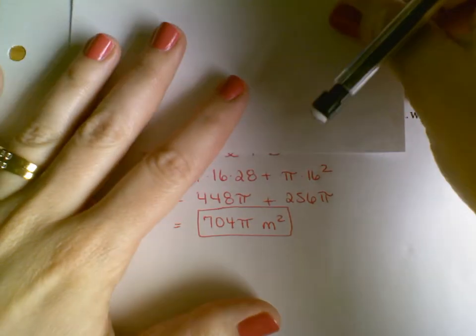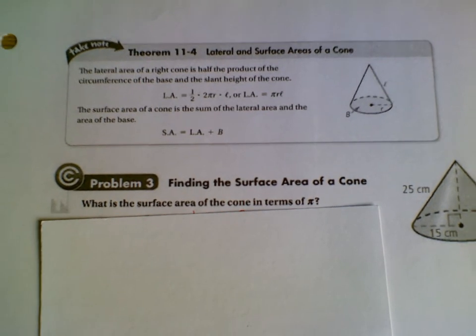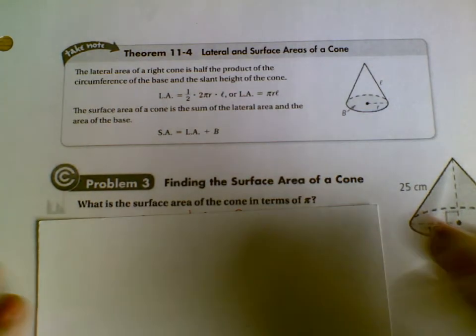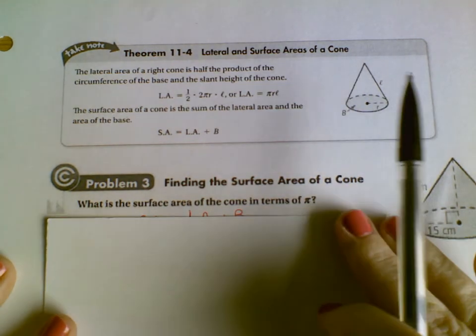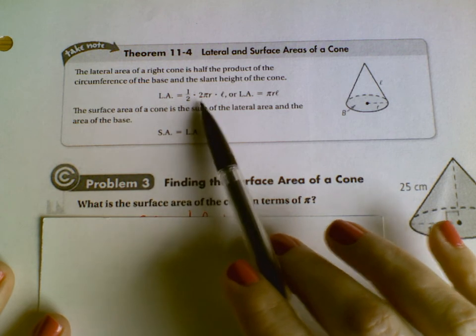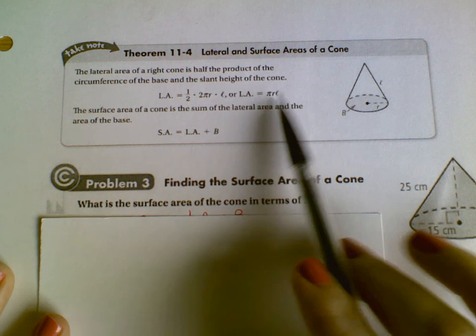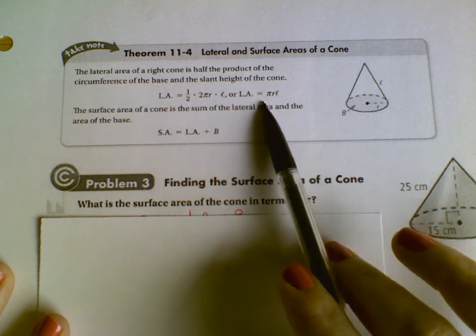Surface area is the same formula as it would be for a pyramid, which is why they group these two together. It's lateral area plus the base because you only have one base. But we know for lateral area, we're going to do a half times 2 pi r times the slant height, or just pi times radius times slant height. So this is a condensed version.